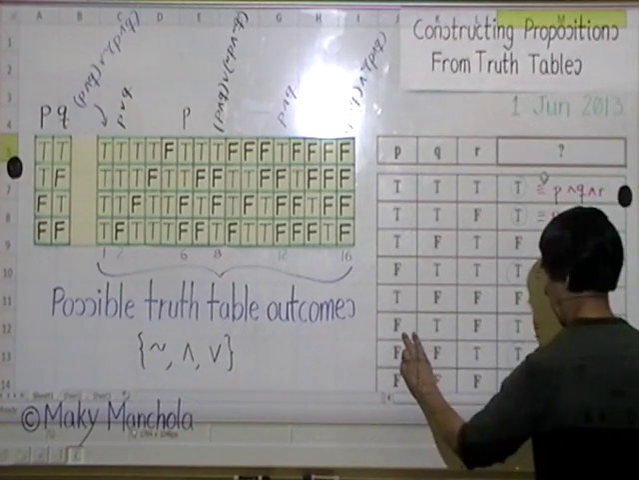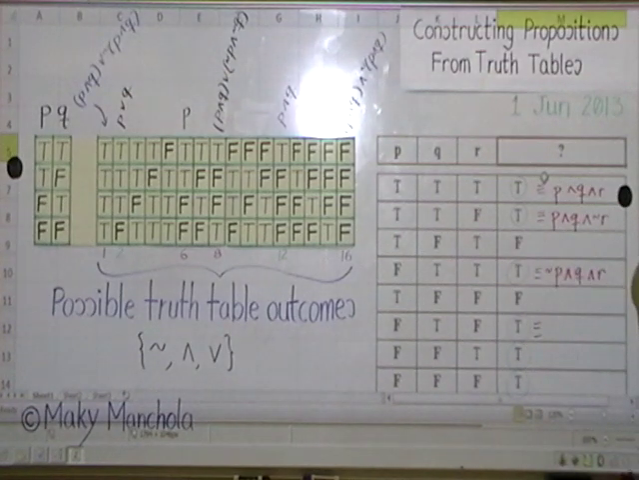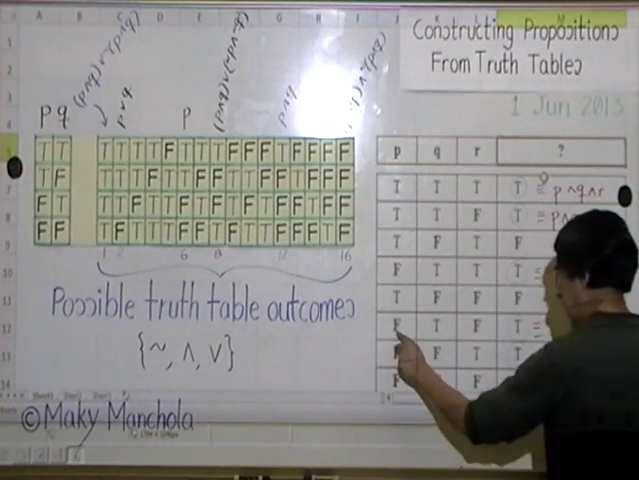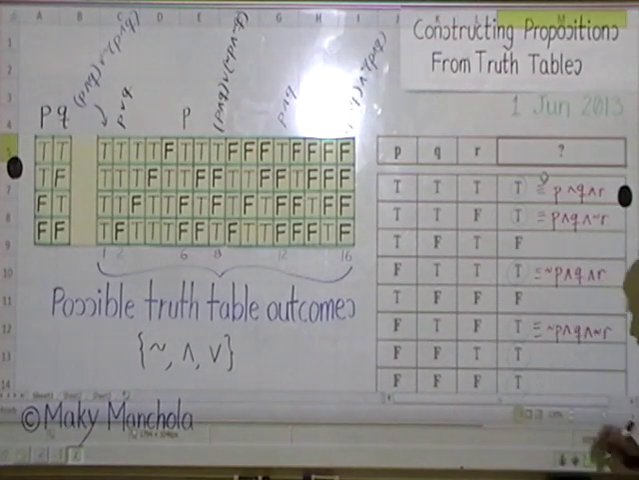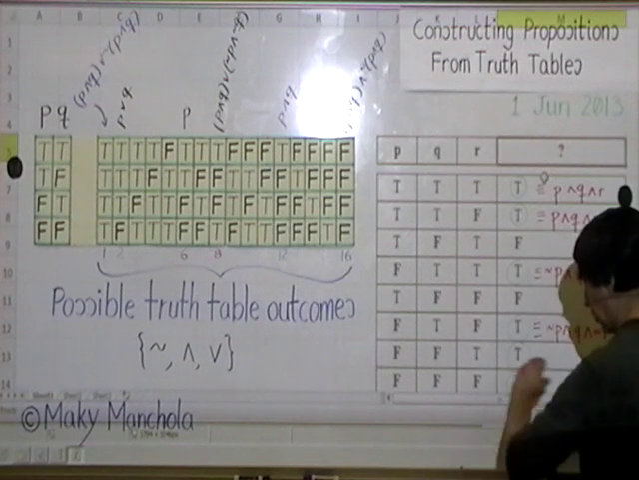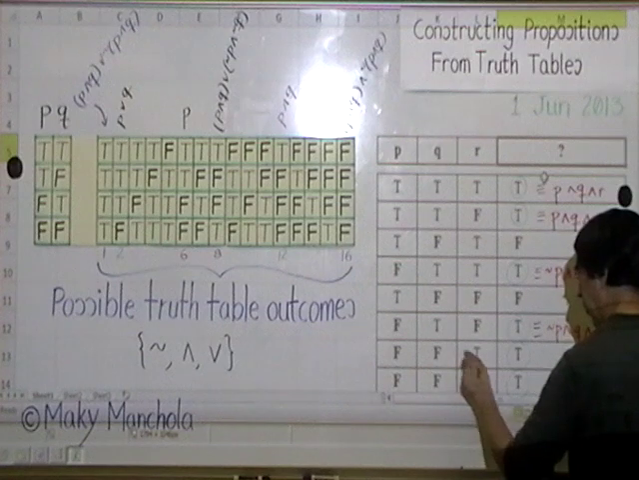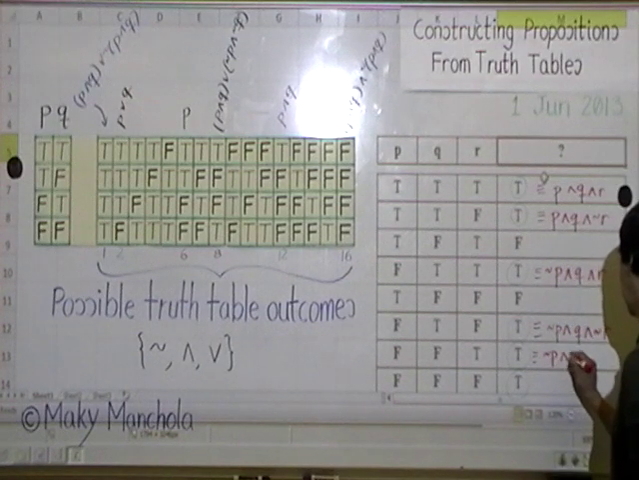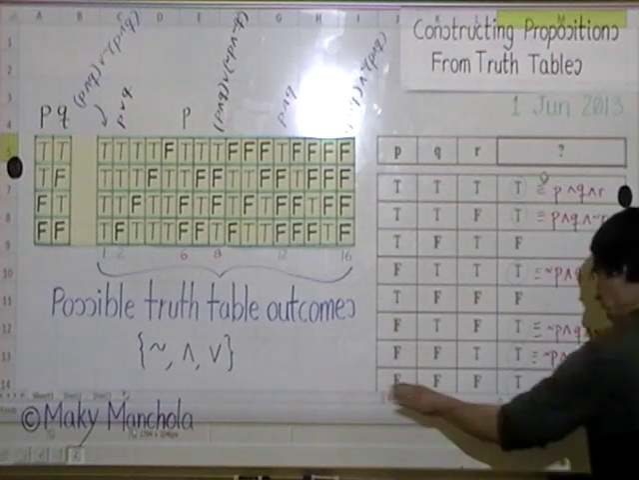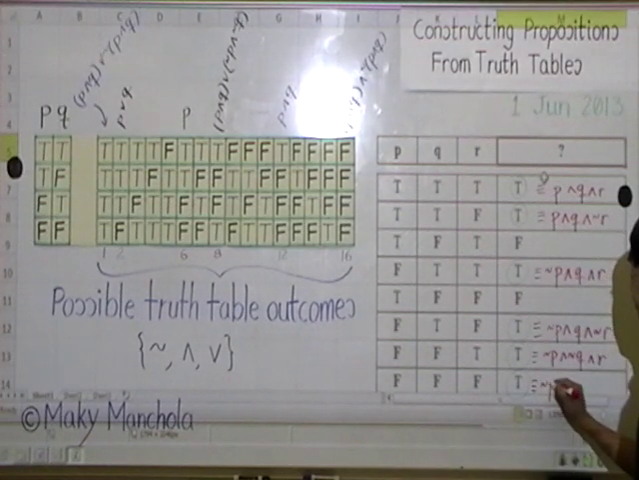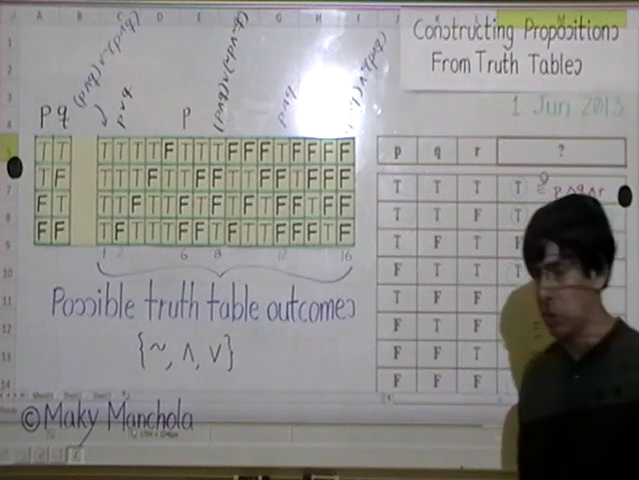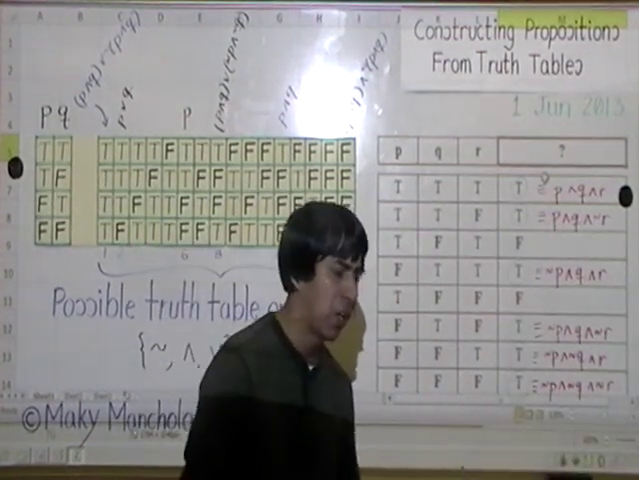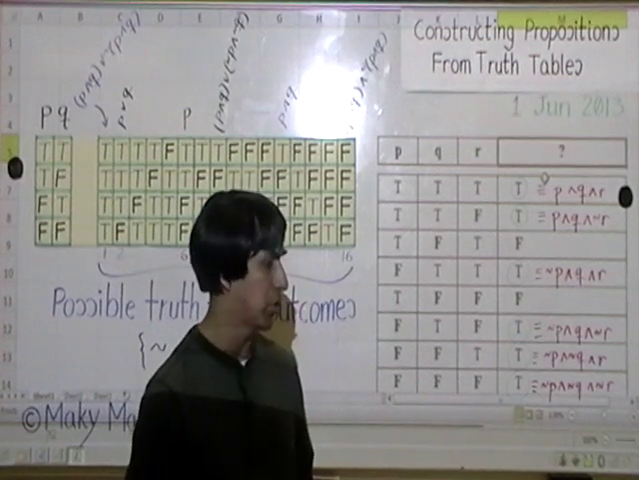Sixth outcome is true. Notice that again we're leaving the falses aside. We do not worry about false outcomes. We only worry about true outcomes. So in this case, the negation of P and Q and the negation of R. For the seventh row, negation P, negation Q, R. Negation P and negation Q and R. For the last row, all negations, so negation P and negation Q and negation R.